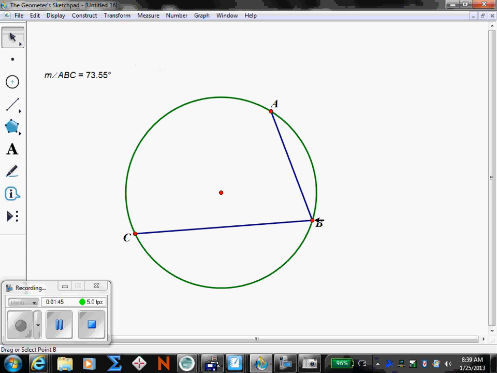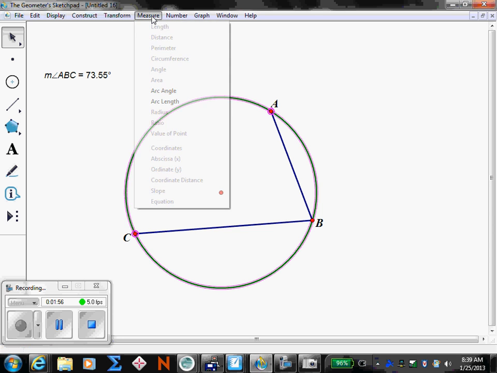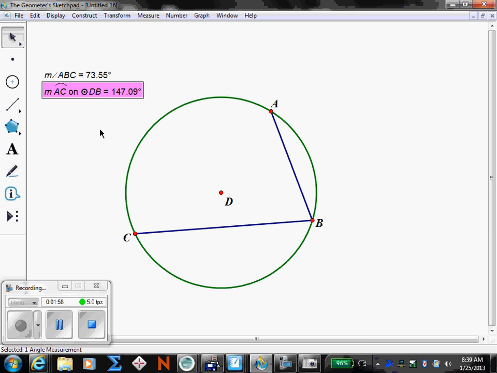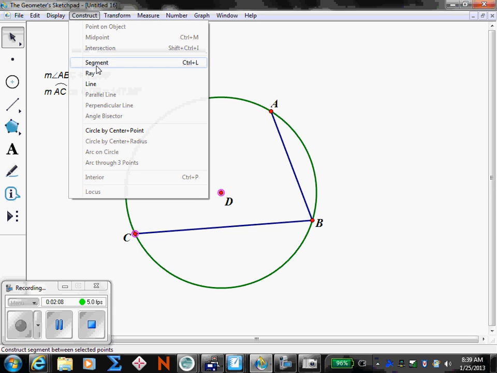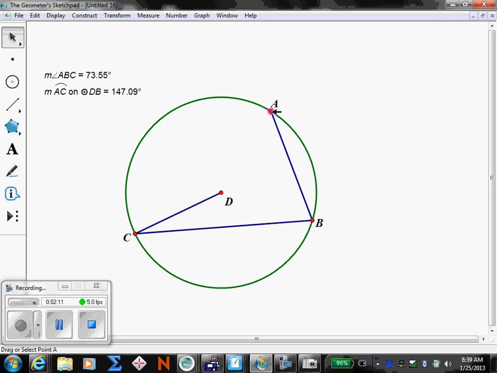So if you're curious about what the intercepted arc is, follow the angle out to its endpoints, highlight the 2 points in the circle, and say measure arc angle. So what is the relationship between these two things? Now I could make the central angle, and we can look at it. Okay, so now I'm going to measure angle CDA.